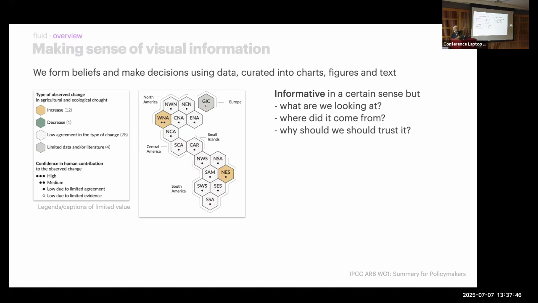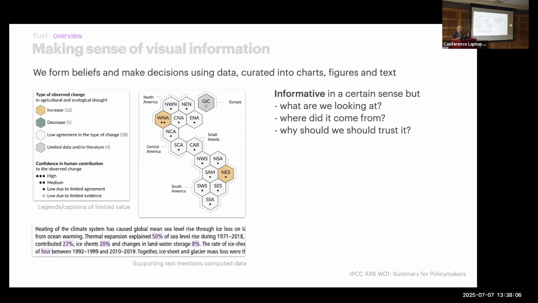We can see some interesting information being presented, but it's not necessarily clear what we're looking at. Where did these things come from? Why should we trust what's being claimed? What even is being claimed? On the left, there are some legends and captions, but they may only have limited value. And of course, there's text that comes along with these things. They aren't just sitting there in isolation, but the text itself has a lot of references to computed data. There are all kinds of numbers that appear in the text. Where did they come from? How do they relate to the charts and the original data and so forth?